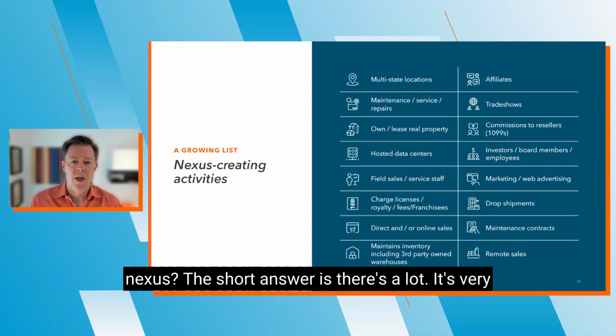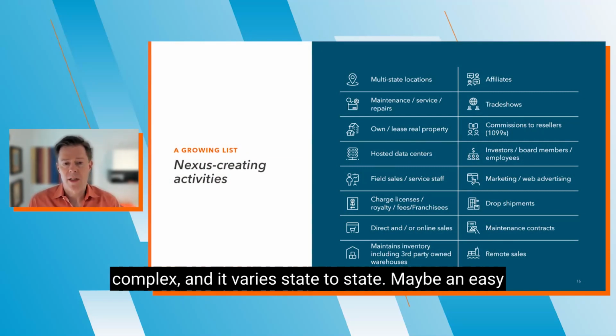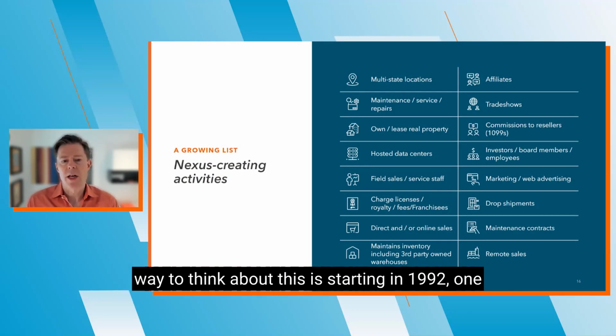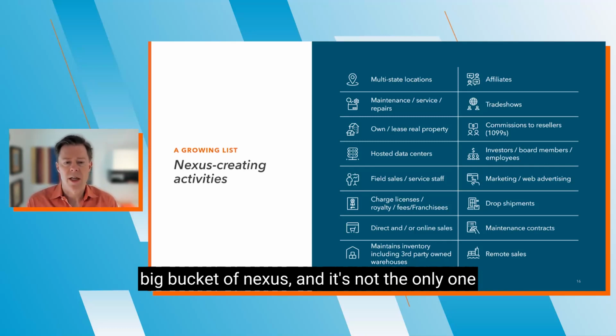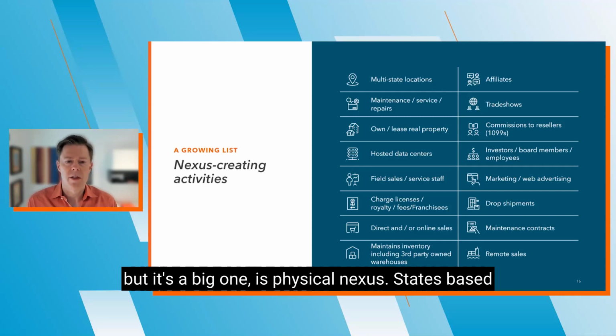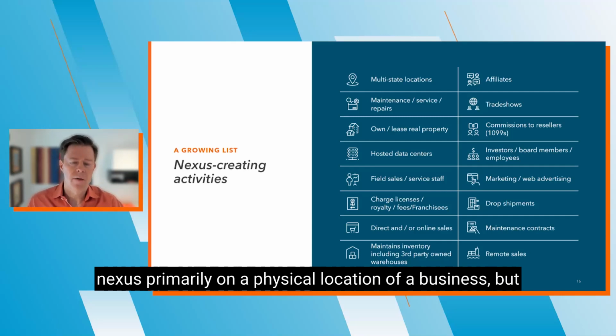So what qualifies as nexus? The short answer is there's a lot, it's very complex, and it varies state to state. And maybe an easy way to think about this is starting in 1992, one big bucket of nexus, and it's not the only one, but it's a big one, is physical nexus. And states based nexus primarily on a physical location of a business.